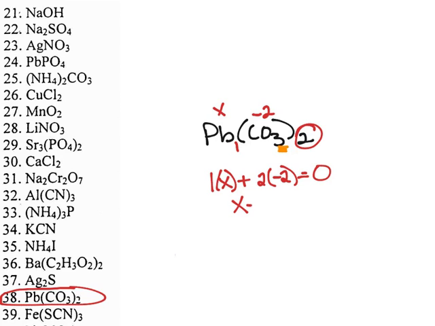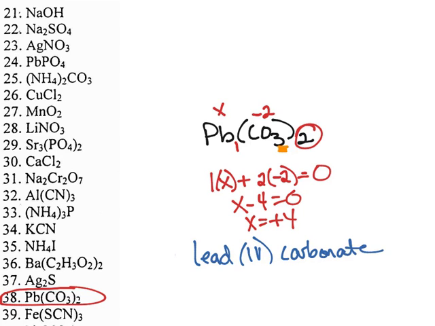Okay, so again, this is X minus 4 equals 0, X equals +4. So this here is lead 4 carbonate, because Pb is lead, something to know. You can always go and double check your work. Lead 4 is Pb4 plus, carbonate is CO3 2 minus. When I flip them, I get Pb2(CO3)4. That simplifies out to what I originally had.